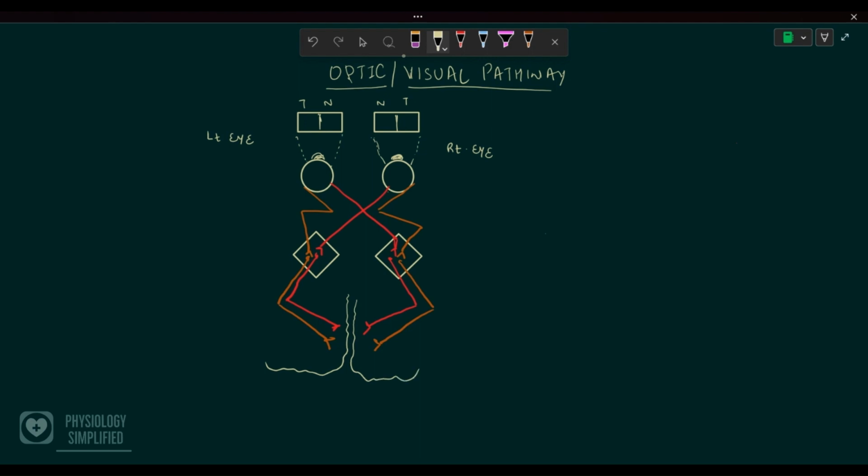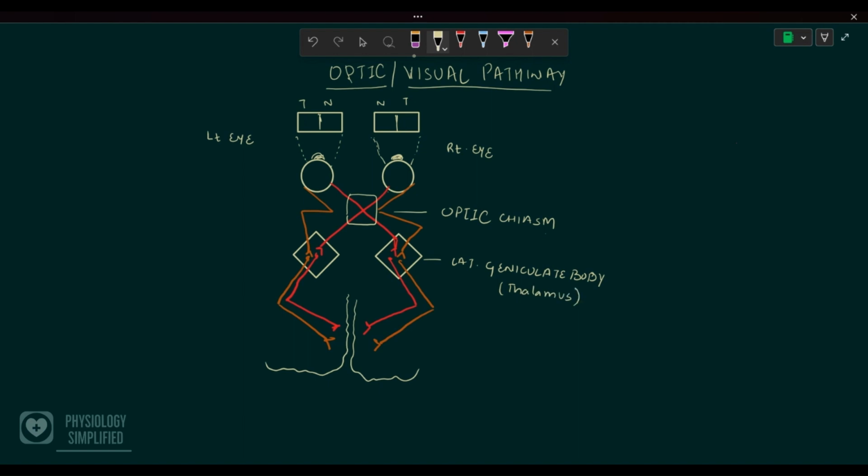So now let's label this diagram for better understanding. This crossover, where the nasal fibers are crossing over, is known as optic chiasm. And these rhomboid shapes are the lateral geniculate body. This lateral geniculate body is present in the thalamus.